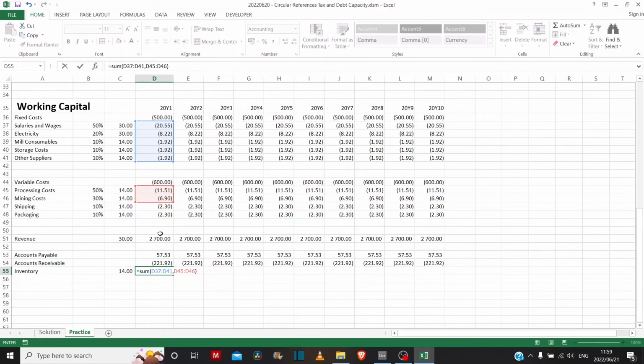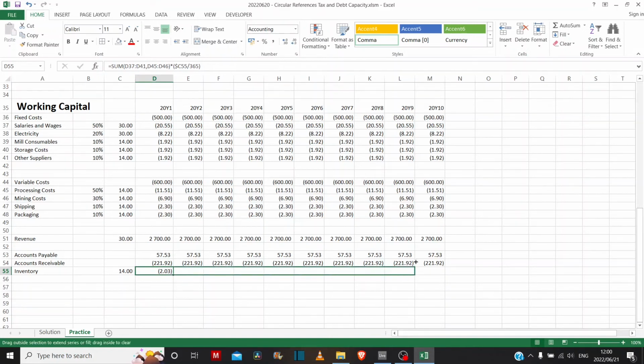This is just the value of the inventory that sits on our shelves for 14 days. So we would then take that figure and we would just multiply it by 14 days out of the 365 days in the year. I'm just going to lock that cell as well. So on average, we have $2.03 million worth of inventory that is sitting on our shelves. I'll just drag that across.